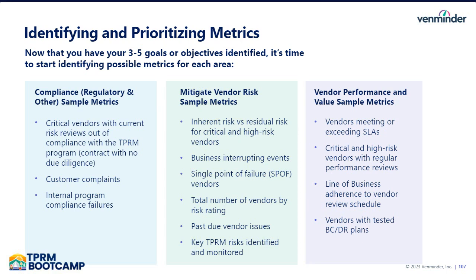So for example, if we're all about compliance, maybe we want to look at critical vendors with current risk reviews or that are out of compliance with the program. We might look at customer complaints or other internal program compliance failures. If we want to mitigate vendor risk, maybe we're looking at the inherent risk versus residual risk for all of our critical and high-risk vendors, or past due vendor issues, or the key risks that we're identifying and monitoring. And if it's about vendor performance, maybe we want to report on how many vendors are meeting or exceeding their service level agreements, or vendors with tested BCDR plans.